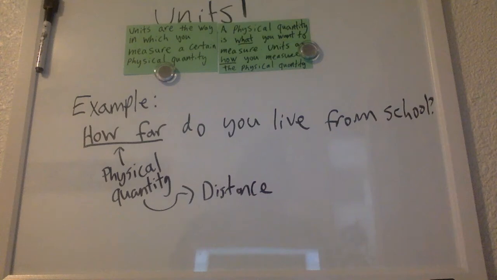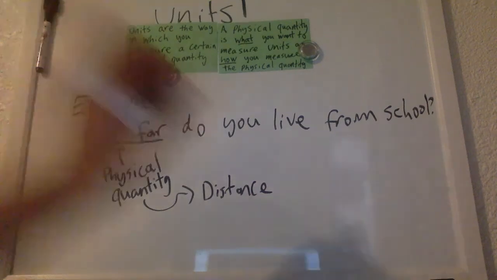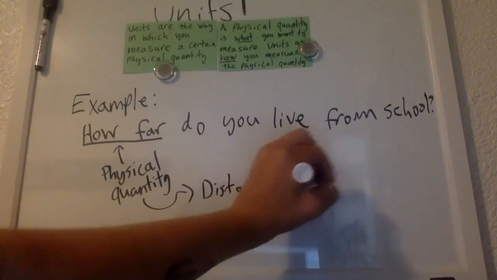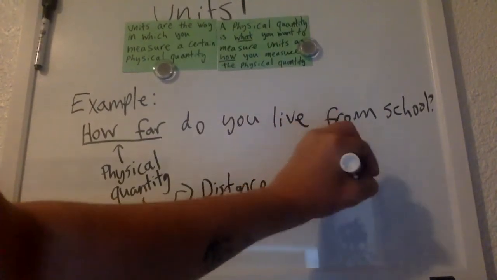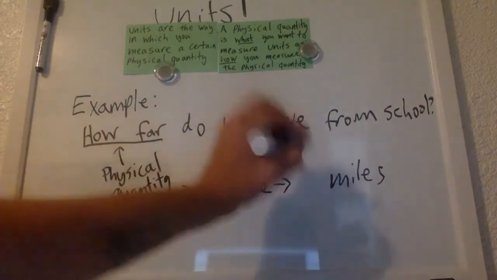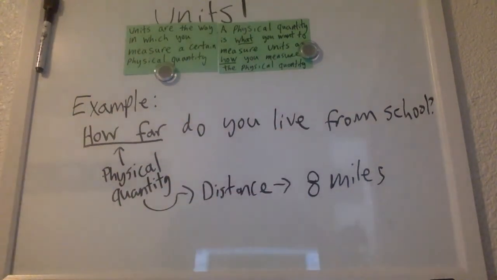So we could answer it. So the answer might be 5 miles, right? That could be a typical how far you live from school. Personally, I live 8 miles from school. So I live 8 miles from school and I actually bike to school. So let's say you live 8 miles from school.